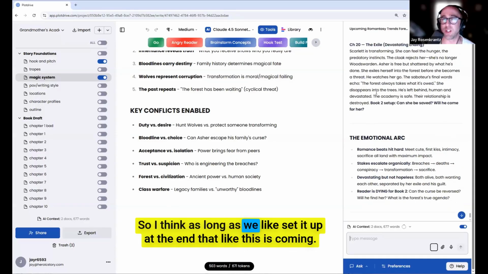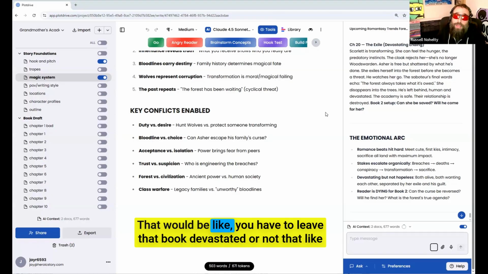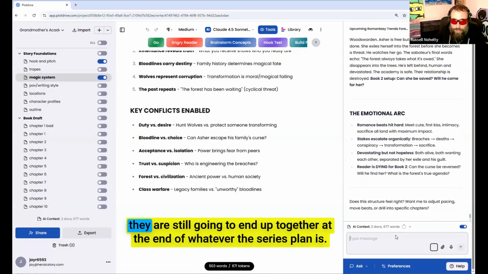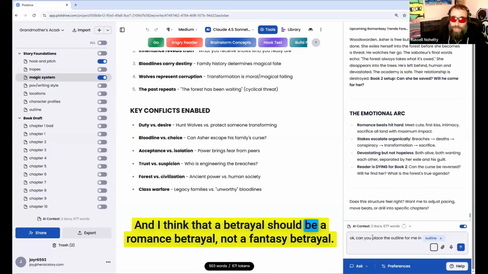So I think as long as we set it up at the end that this is coming, yeah, that would be like you have to leave that book devastated or not, but that they are still going to end up together at the end of whatever the series plan is. And I think that a betrayal should be a romance betrayal, not a fantasy betrayal.